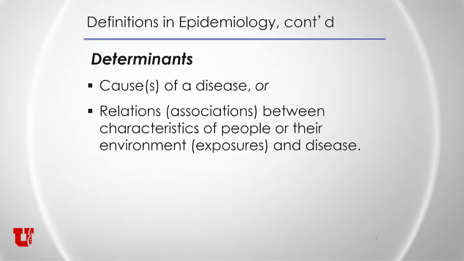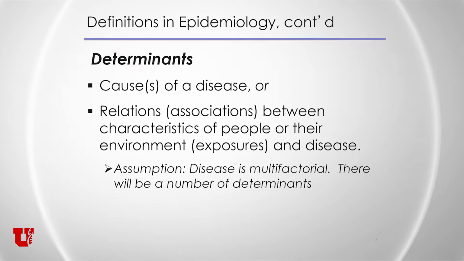We might also be interested in the relations or associations between the characteristics of people and their environment, that is to say their exposures, and disease. So there may be aspects of who is getting more of a certain disease and who is not that we might not think of as literal causes, but there are things that are related to the causes and thus maybe merit study because they are part of the pattern and part of determining the causes of this disease. So a key assumption, as we saw in the quote from Gordon, is that disease is multifactorial and there will be a number of determinants.